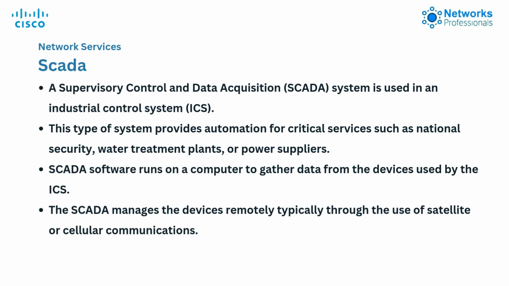Provides automation for critical services. SCADA systems automate and streamline the control of equipment and processes that are vital for public safety, utility operations, and infrastructure. Runs on computers to gather data from ICS devices. SCADA software collects real-time data from sensors, controllers, and other field devices to monitor and manage operations efficiently. Remote management via satellite or cellular communication. The system can remotely control and monitor devices using satellite links, cellular networks, or other forms of long-range communication.